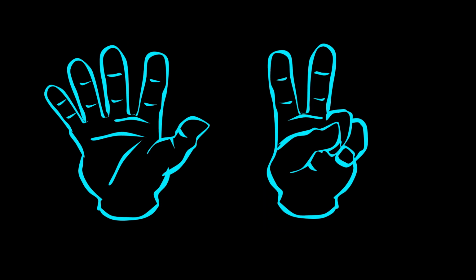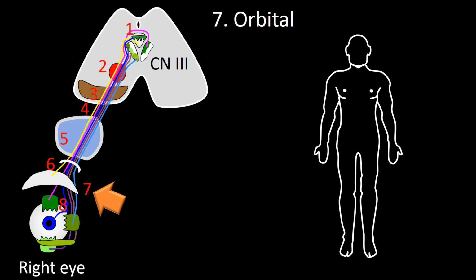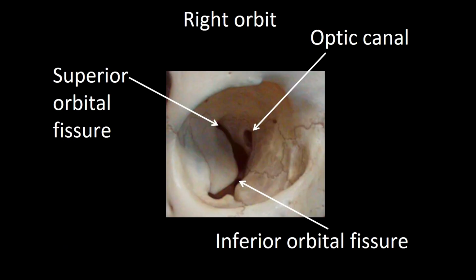The seventh possible location of cranial nerve 3 involvement is the orbit. Cranial nerve 3 orbital lesion can produce complete third nerve palsy with or without involvement of cranial nerve 2, or partial palsies with or without cranial nerve 2 involvement. This is the view of the orbit with the landmarks you have already seen.